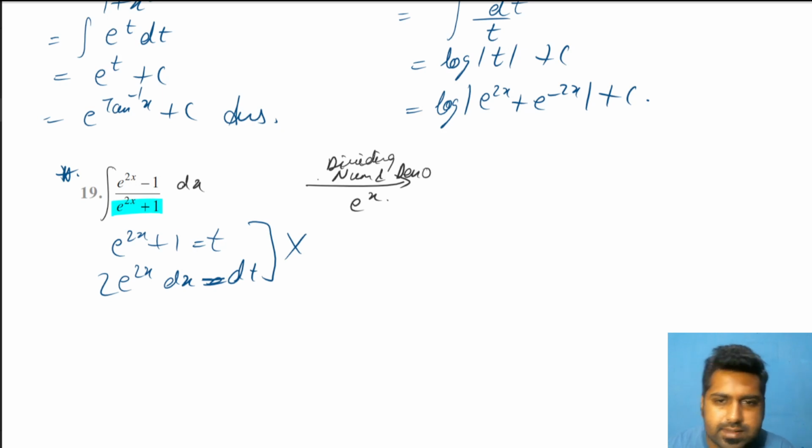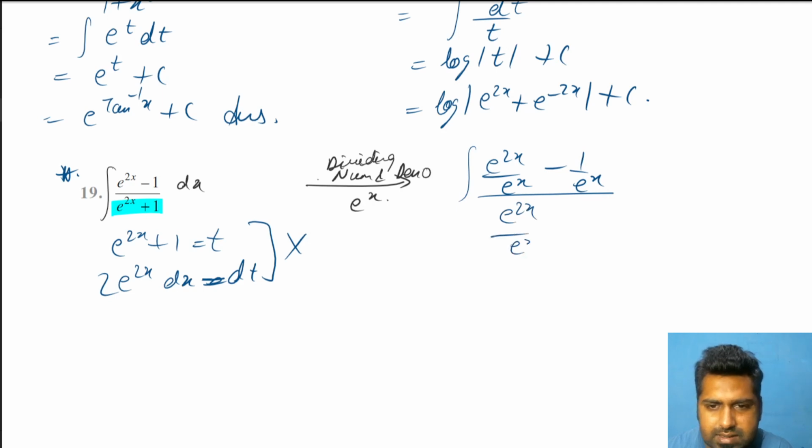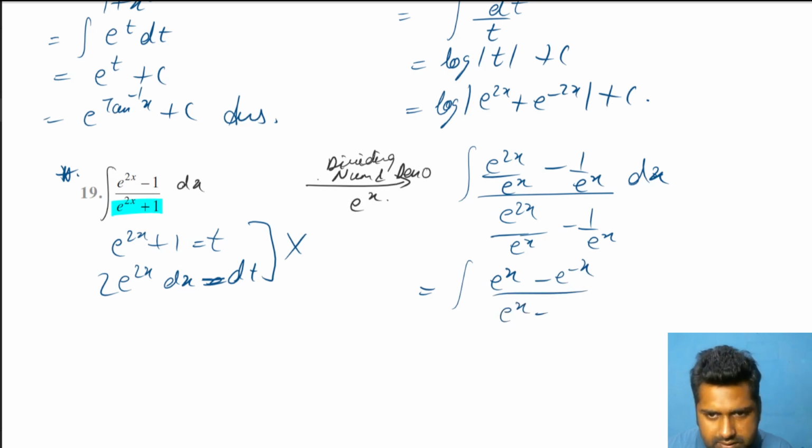So if we divide this, e raised to power 2x by e raised to power x, minus 1 upon e raised to power x, that's the numerator division. Denominator also, 2x by x, minus 1 by e raised to power x, dx. I'm showing the proper steps, you can do it directly also. If we divide this, same base, power gets subtracted, so e raised to power x, if I take this in the numerator, e raised to power minus x, denominator e raised to power x, e raised to power minus x.